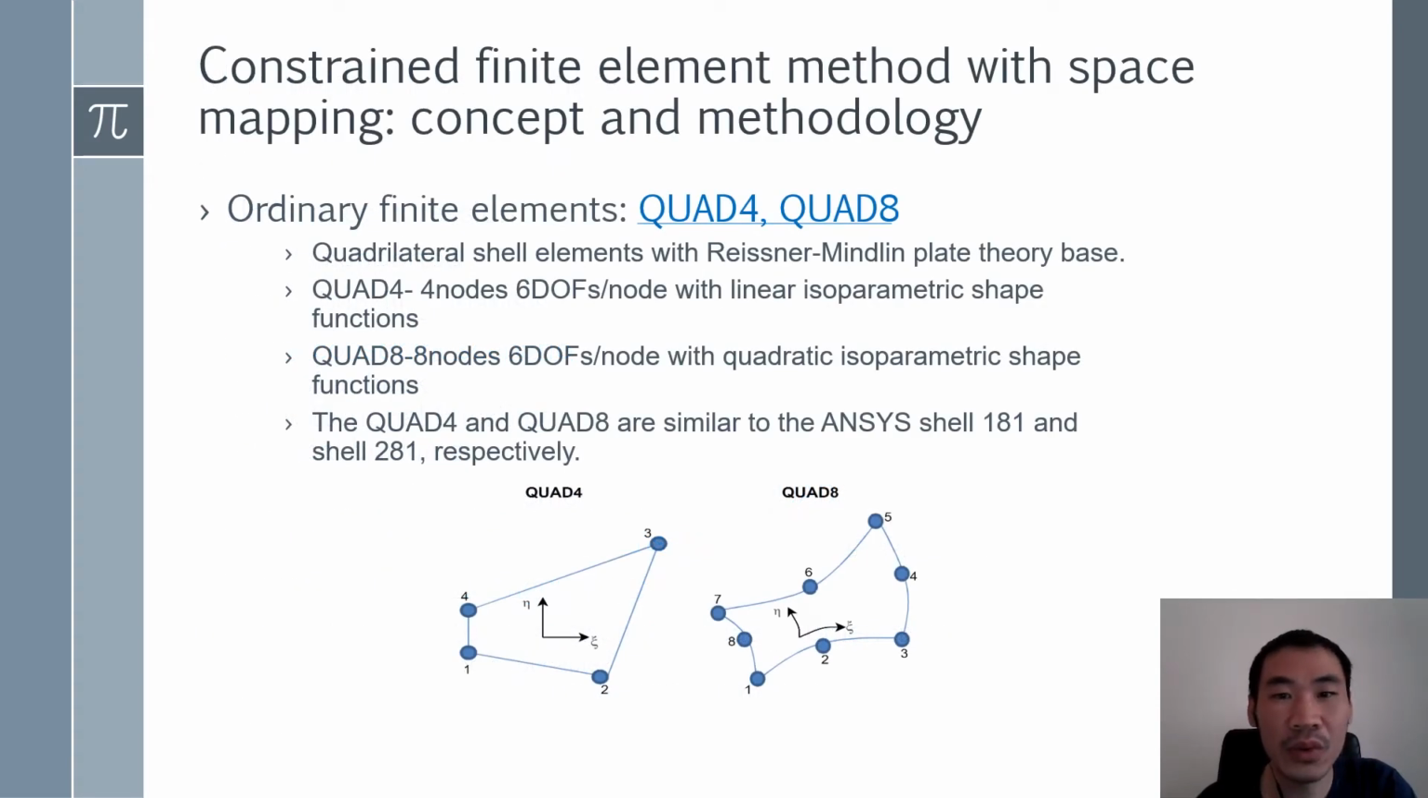We developed two ordinary shell elements for this concept. The quad 4 and quad 8 are quadrilateral shell elements based on the Reissner-Mindlin plate theory, with 4 and 8 nodes, similar to the ANSYS 181 and 281 respectively.